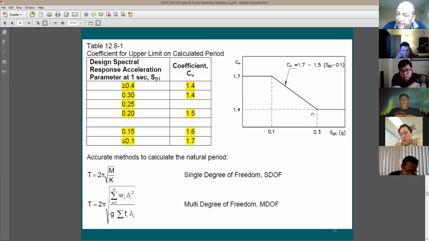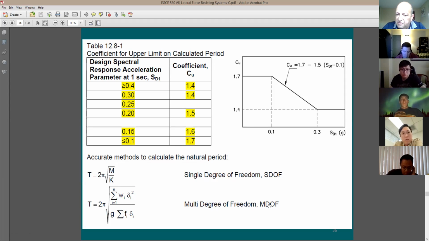So what does it mean by accurate? Again, accurate methods of calculating the natural period. I'm going to give you a couple of equations. The first one is what we have seen before. This one is for a single degree of freedom system, and this one is for a multi-degree of freedom system.